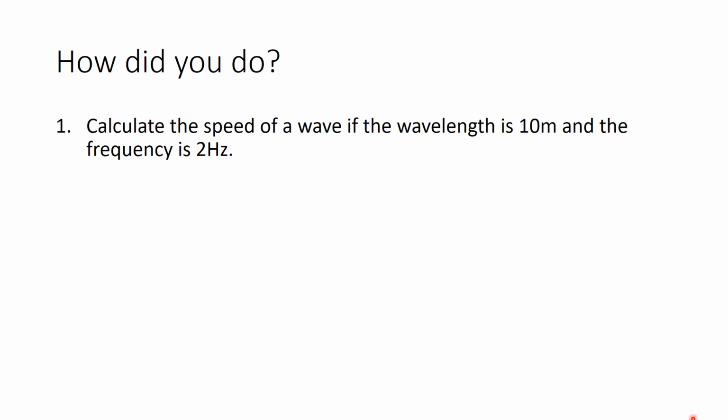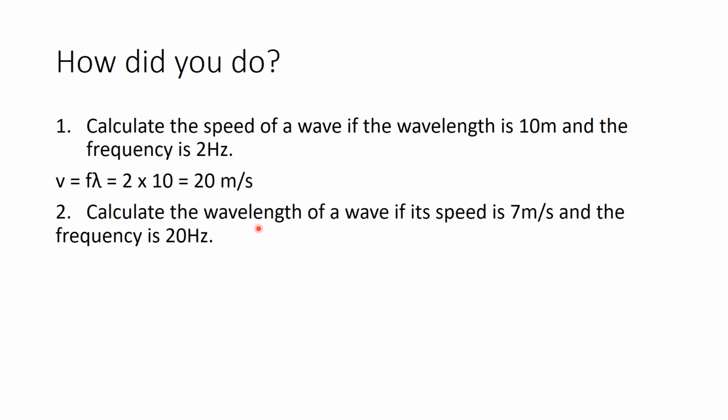So how did you do? Well, question 1 is quite simple. Speed of a wave, if the wavelength is 10 meters, the frequency is 2 hertz. We always show all our working. So we have the equation, V equals F lambda. We have 2 as our F frequency, 10 as our wavelength, so we have 20 meters per second.